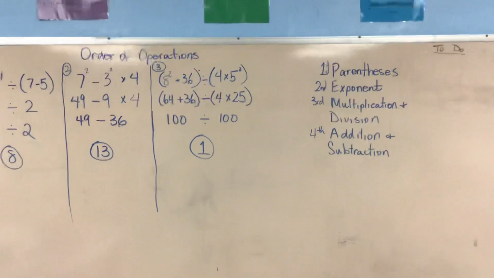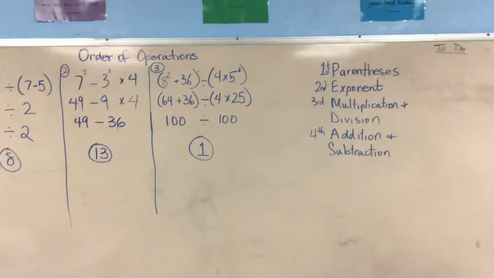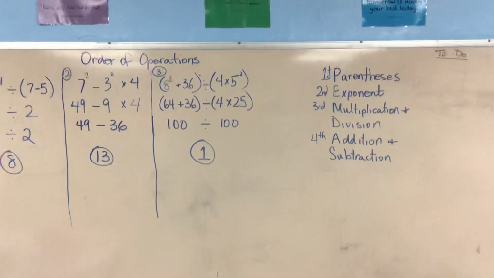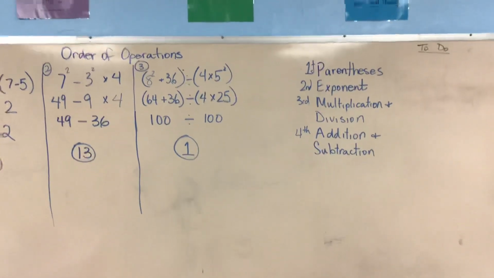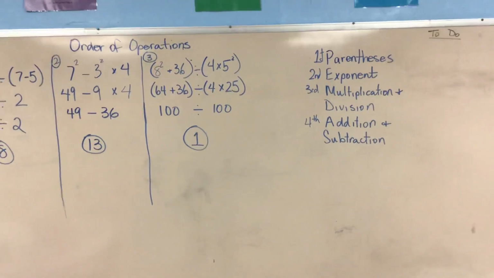Once I do that, I solve for the problems that are in the parentheses. 64 plus 36 equals 100, divided by 4 times 25, which equals 100. And then from there, it's just simple division. 100 divided by 100 gives me 1, which is my final answer.